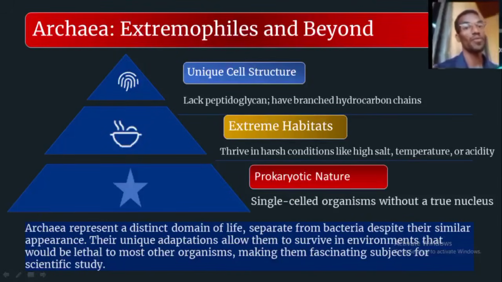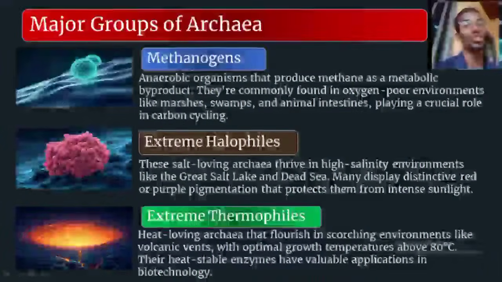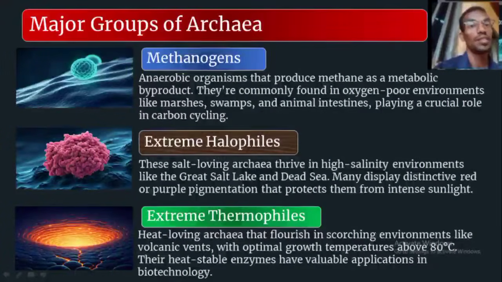So we have already mentioned there are major groups of archaea, like methanogens. These are anaerobic organisms that produce methane as a metabolic byproduct. They are commonly found in oxygen poor environments. They are anaerobic, like in marshes, swamps, and animal intestines, playing a crucial role in carbon cycling.